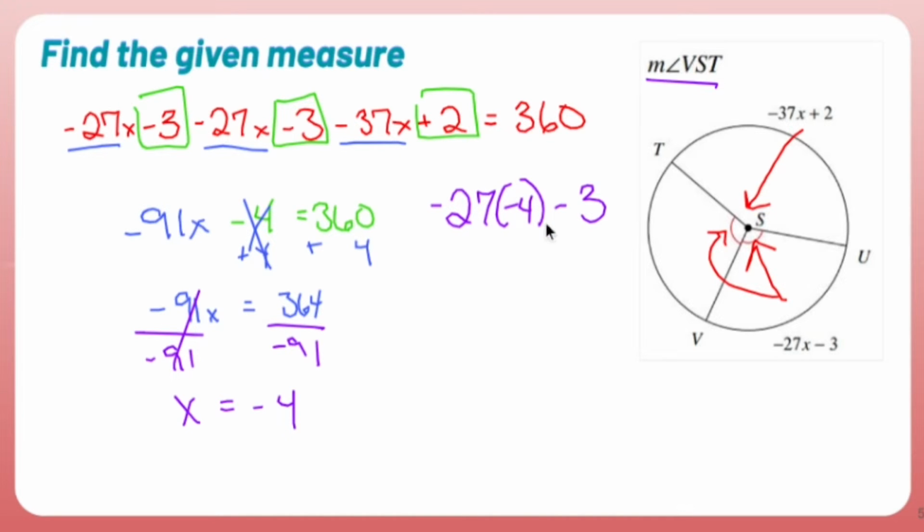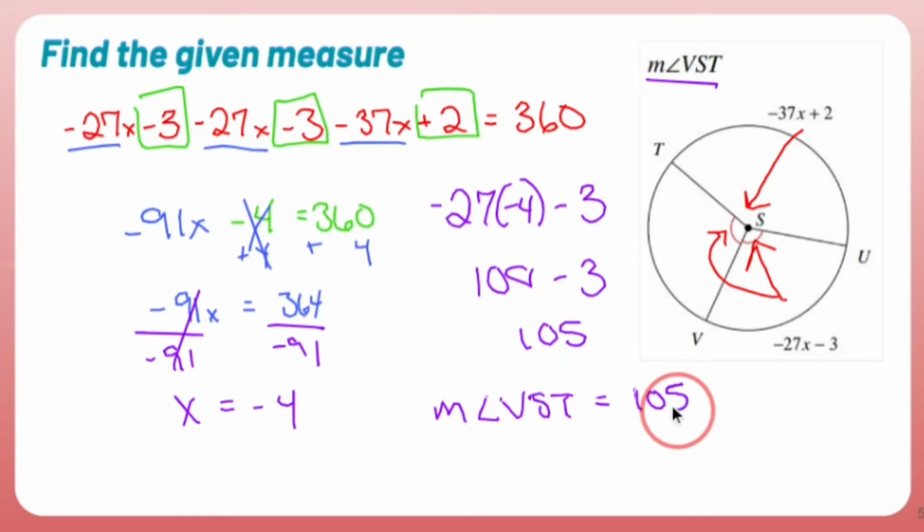Negative 27 times negative 4 is positive 108. And 108 minus 3 is 105. So the measure of angle VST is 105 degrees.